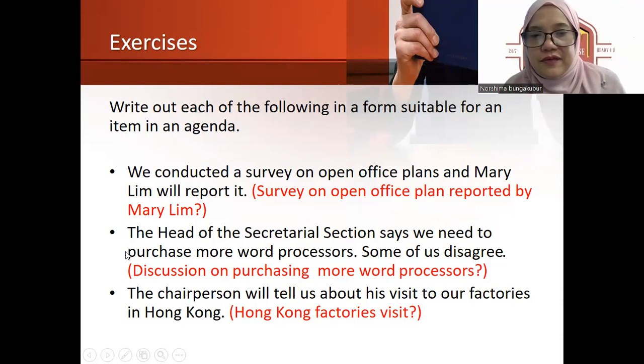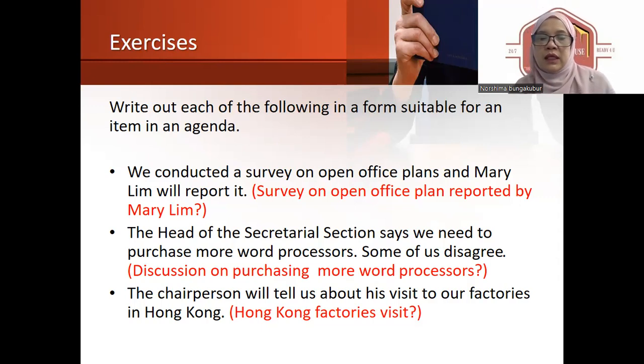Okay, we conducted a survey on open office plans, and Mary Lim will report it, right? How do you word the sentence into an item in the agenda? For example, survey on open office plan. That I think is sufficient. But if you want to write survey on open office plan by Mary Lim, also accepted.